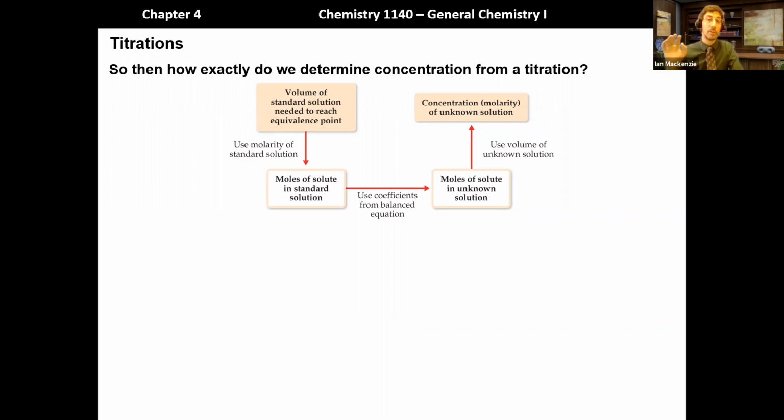So now we know moles of acid, and at the very beginning we dispensed very carefully the volume of the acid. So we now know moles and volume. Molarity is simply moles over volume in liters. So we take the moles we have divided by the volume in liters of that acid, and that gets us the concentration of the unknown solution.